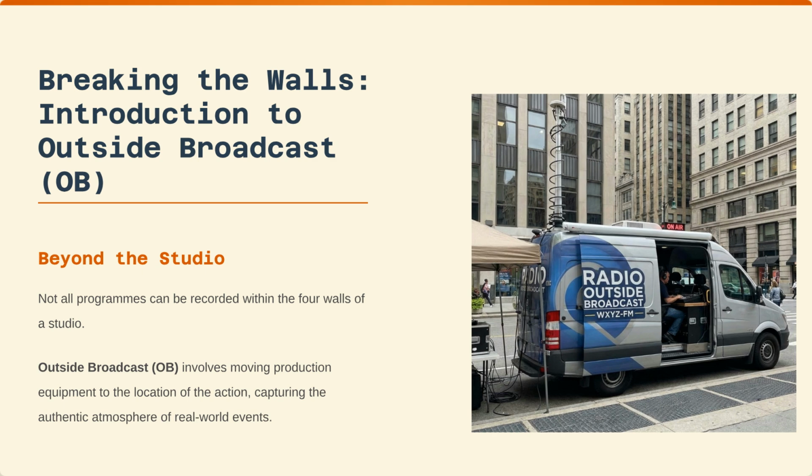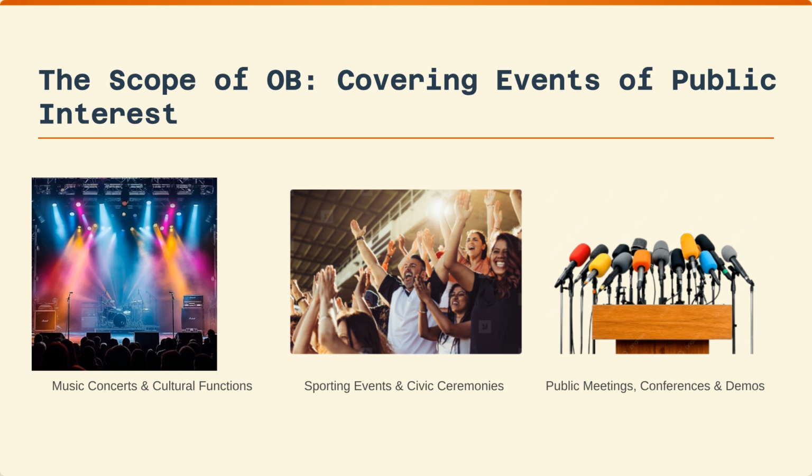Outside broadcast, or OB, involves moving production equipment beyond the studio. The goal is to capture the authentic atmosphere of real-world events at the location of the action. The scope of OB includes covering events of public interest, such as music concerts, cultural functions, sporting events, civic ceremonies, public meetings, and conferences.